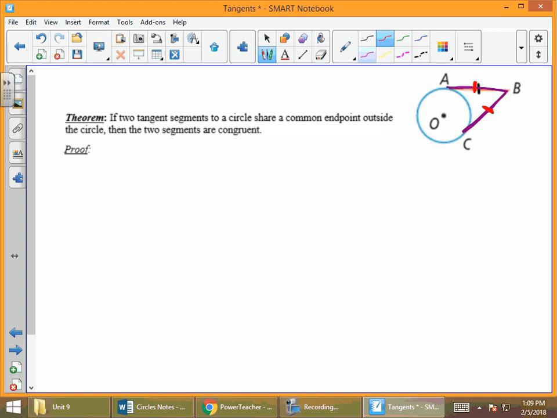Okay? So if you have two tangents and they're coming from the same point, so it's kind of like making an ice cream cone, we know that those two tangents are equal. If you have two tangents to a circle but they're not coming from the same point, then they're not going to automatically be equal. Okay? And we can prove this. Go ahead and take out your notes.